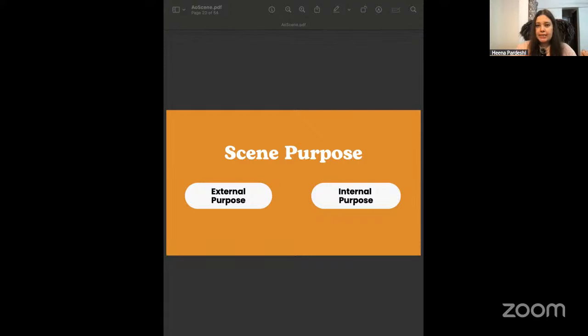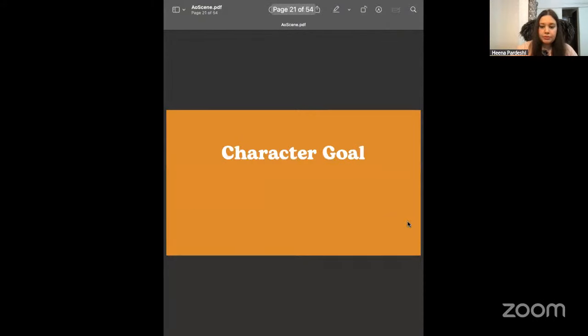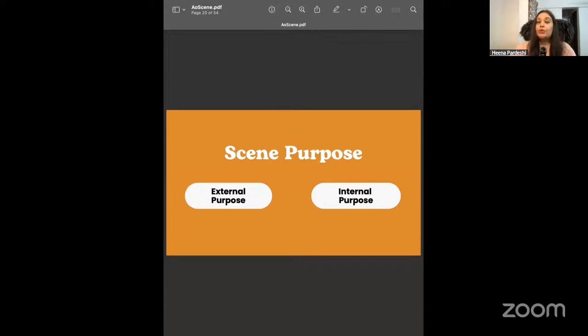Now, external purpose, or story purpose as it is also known, answers 3 questions. What new development does this scene add? How does the plot shift because of this? And what new problem, clue, obstacle, or direction appears here?